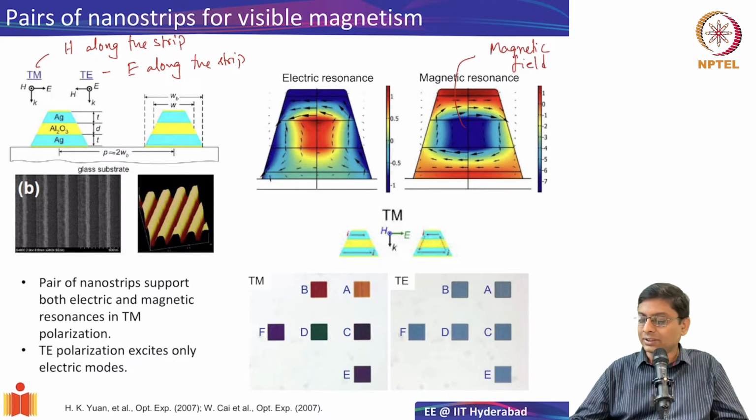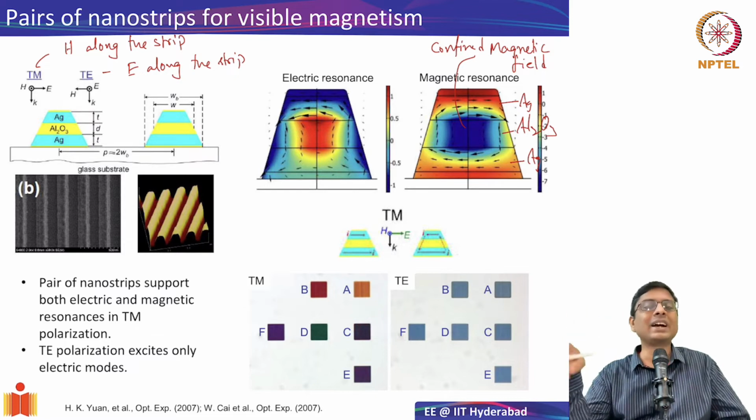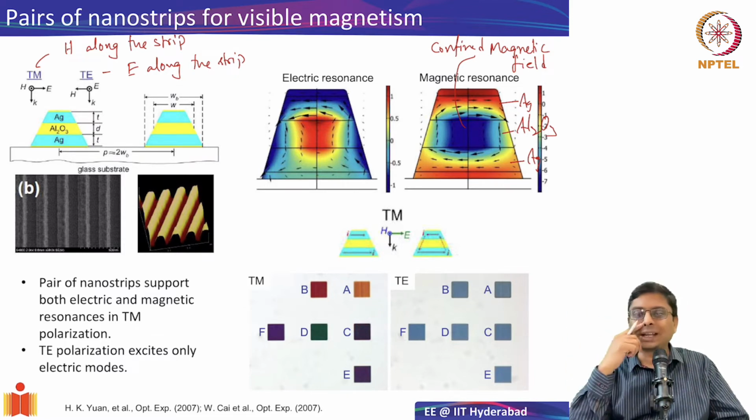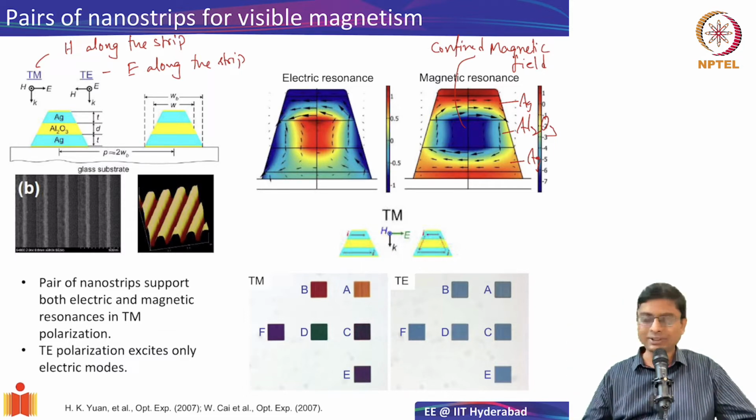I would say this is confined magnetic field. Between this is basically going to be my metal, Ag, this is Ag, and in between you have alumina. The reason alumina is chosen is that alumina has a slightly higher dielectric constant compared to silicon dioxide, so it will have much better confinement. That's why alumina is chosen. So you have silver and two metals, and in between there is alumina, so this is a magnetic response.